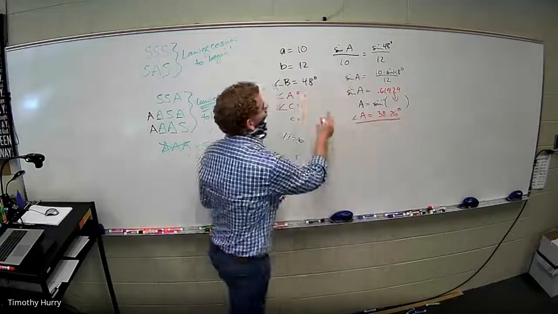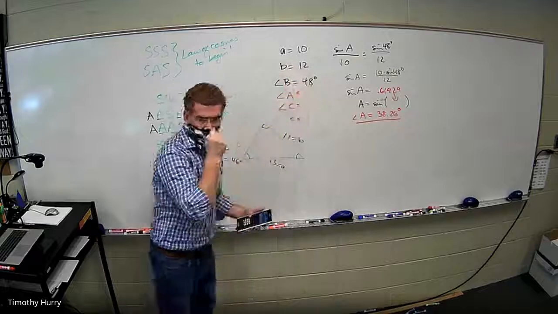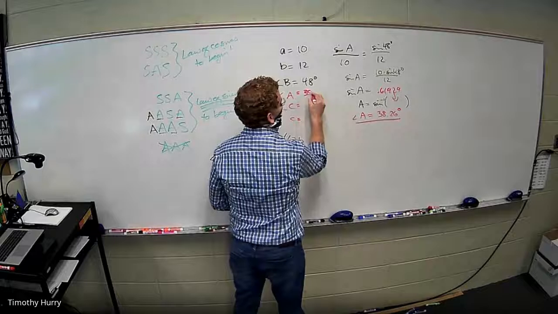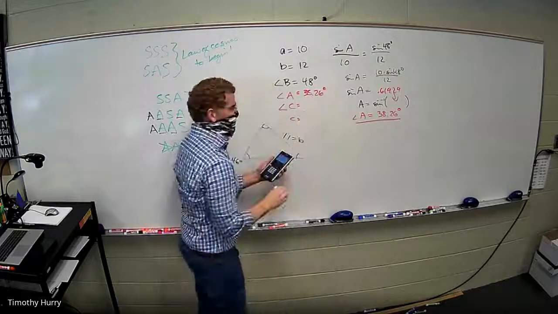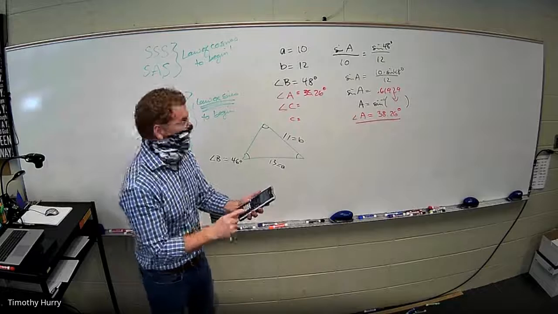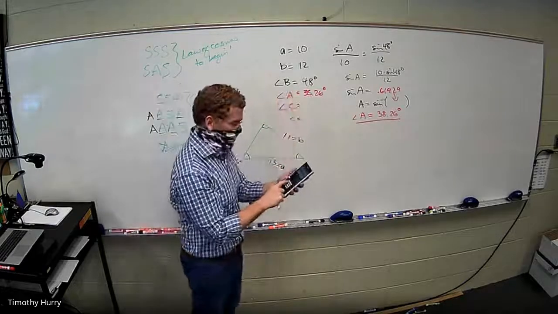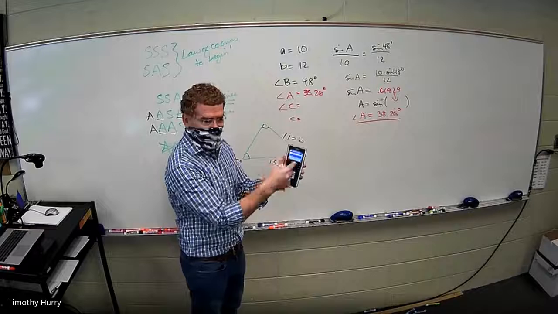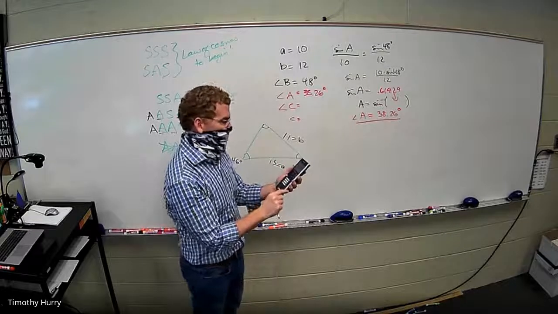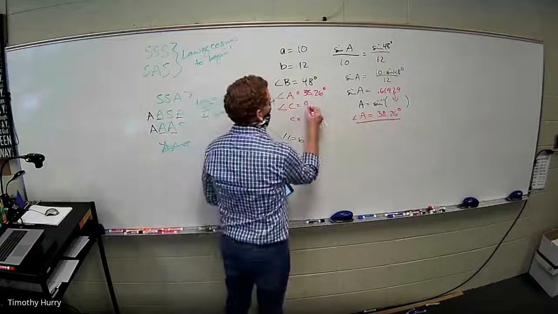And just as I thought, it's smaller than angle B, right? At this point, angle A is 38.26. Angle C should be child's play, right? You take your 180, you subtract the given 48, and since you have the angle in as your answer, I go minus answer, and it spits out 93.74.